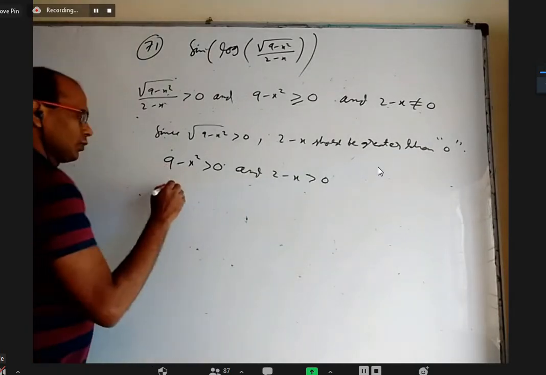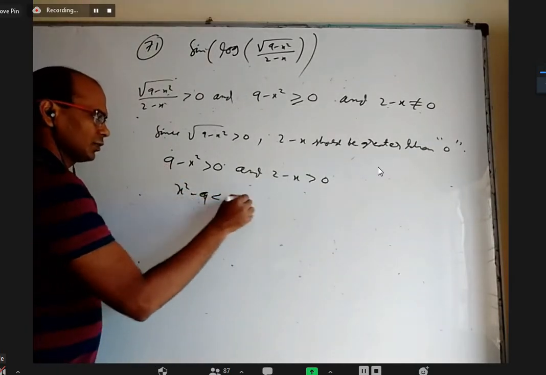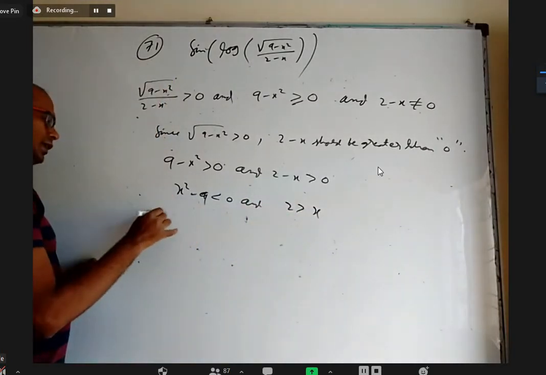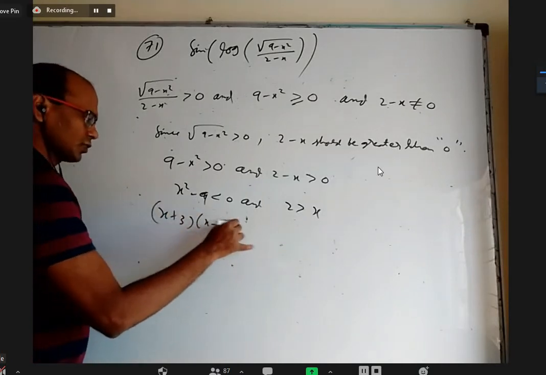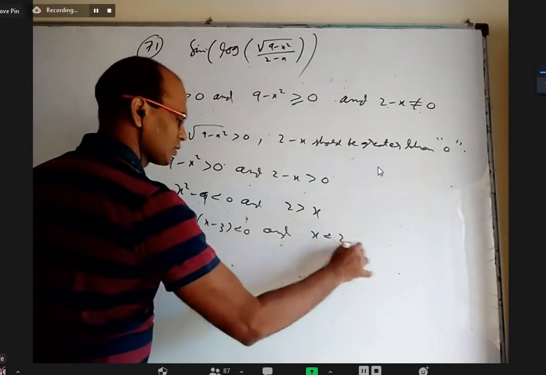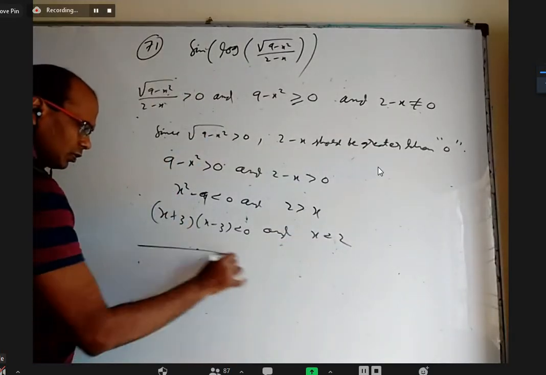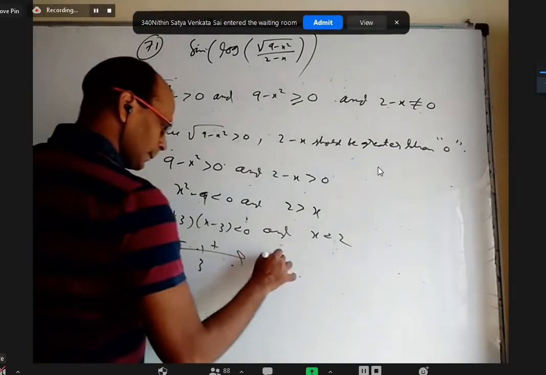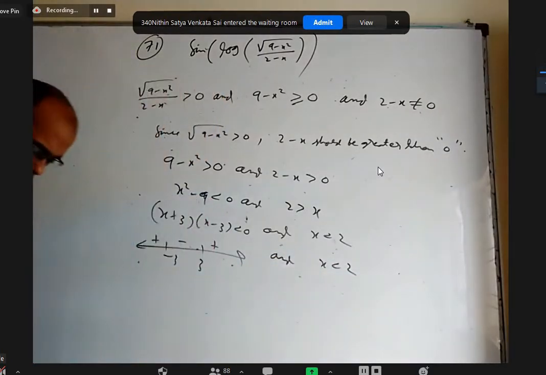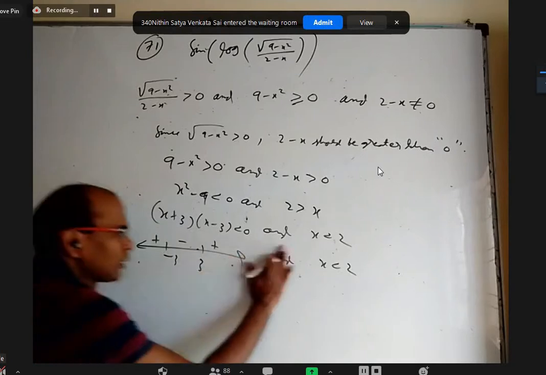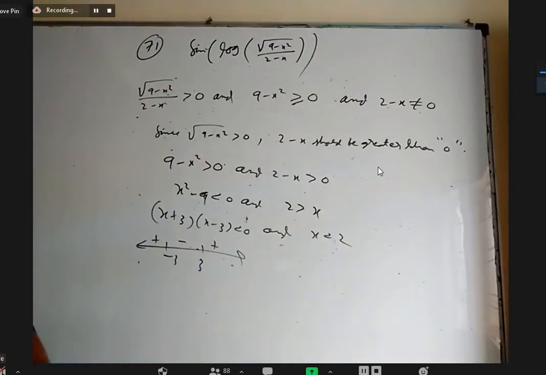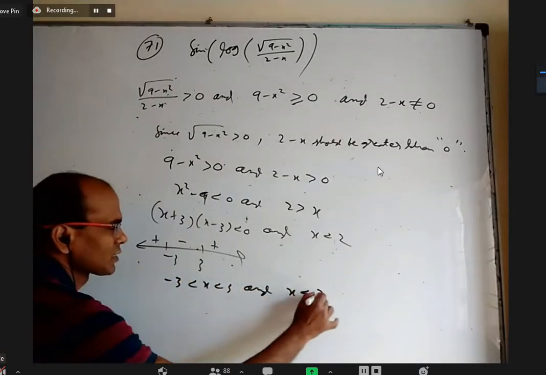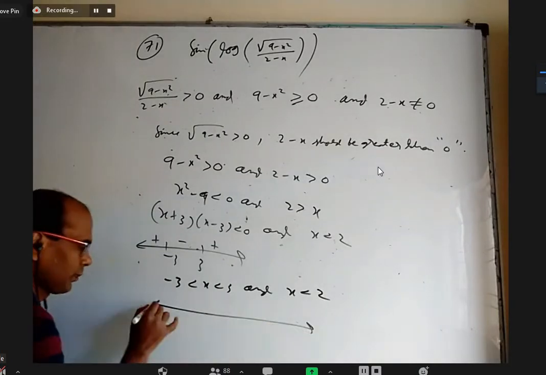So you will get x square minus 9 should be less than 0 and 2 greater than x. For this, x plus 3 into x minus 3 should be less than 0 and x less than 2. This one alone, I'll be getting -3 to 3, positive, negative, positive, everything between -3 to 3, and x less than 2. Okay, and that next. So here I'm getting -3 less than x less than 3 and x less than 2. Let me take this intersection.